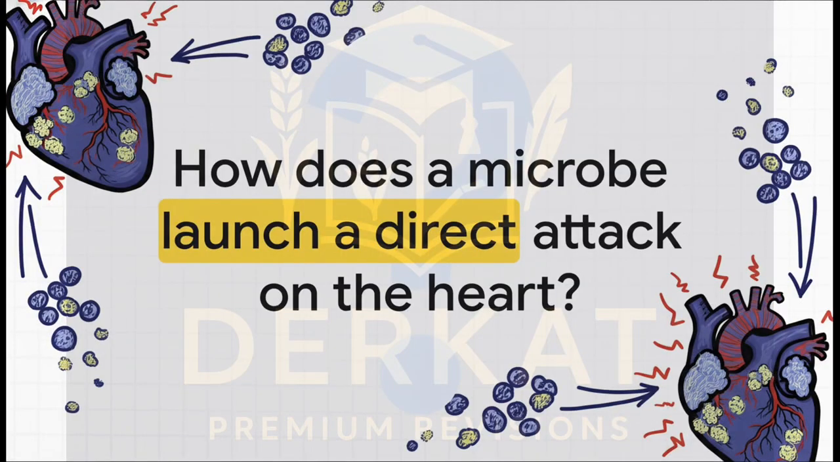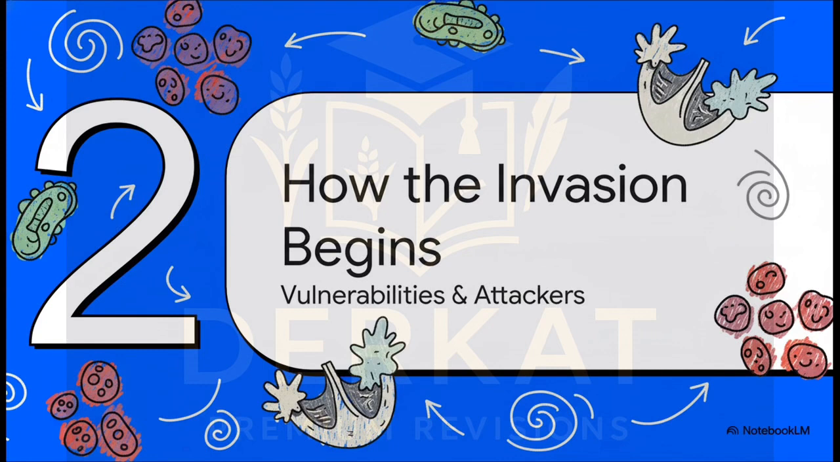And that's the big question, isn't it? I mean, how does something that might just be living on our skin, or even in our mouth, manage to stage a full-blown assault on one of our most protected and vital organs? Well, for this kind of invasion to succeed, it really needs two things: a weakness in the heart's defenses and an opportunistic attacker ready to strike. Let's take a look at who's most vulnerable.